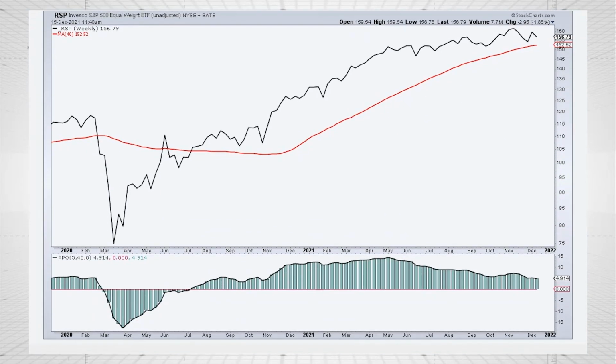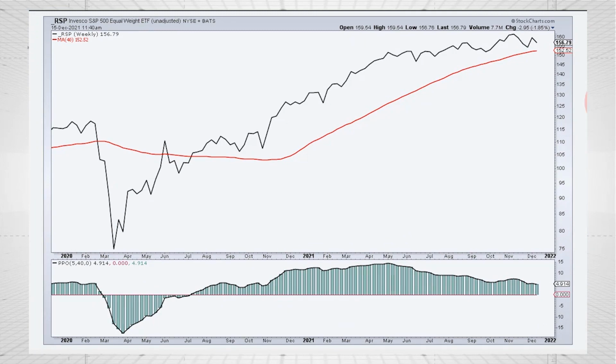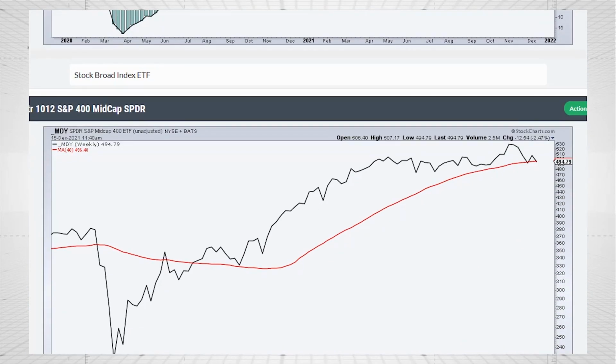So the next one we have here is the S&P 500 equal weight ETF, RSP. It represents the average stock in the S&P 500, and you can see it's still above its rising 40-week moving average, but did not get a new high there. So a bit of a non-confirmation, and the 5-week is above the 40-week EMA, but not as much. But all in all, SPY and RSP are doing okay.